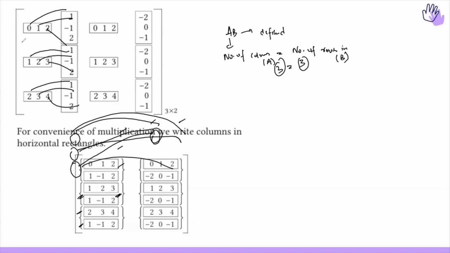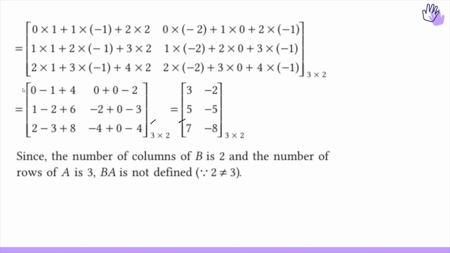If you go to the next page, this is how you multiply the things, right? So 0 into 1 plus 1 into minus 1, 2 into 2, whatever the value you'll have it here. So the order of this will be 3 by 2. That is 3 rows of A by 2 columns of B. So that is how we get it.